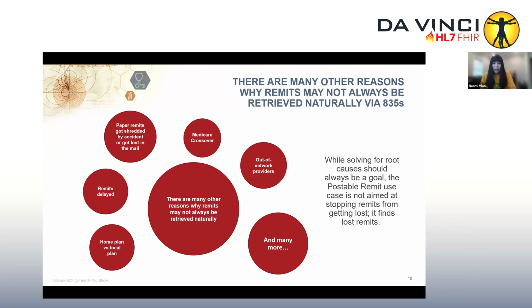It could be that the claim is being submitted to the local plan instead of the patient's home plan, and then the general complexity of payer routing arrangements causes issues. And then it could just simply be that the paper remits got shredded by accident or got lost in the mail. So there are a lot of different reasons why paper remits and 835s could get missing. Missing remits is an issue with many causes, but it's a prevalent and widespread issue. The result is that providers sometimes don't get their remits, and then they need to track them down.